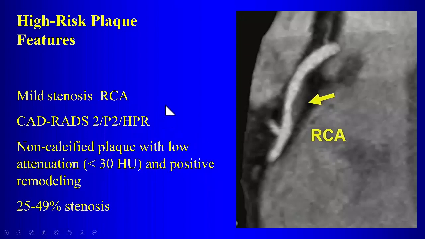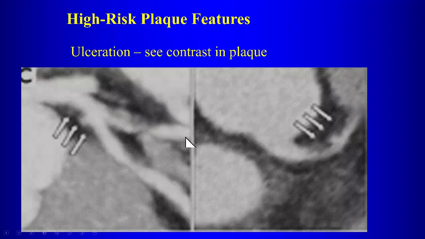So if we're actually going through the grading here, here's an example of another high-risk plaque. There's mild stenosis of the right coronary artery here, so this would be graded as a P2, but what are the features that make it high risk? The attenuation here is lower than 30, and there's positive remodeling, meaning that this part of the vessel, when you measure it from here to here, is more dilated than it is more proximally or more distally, right? So that's positive remodeling. That's also a feature of a high-risk plaque.